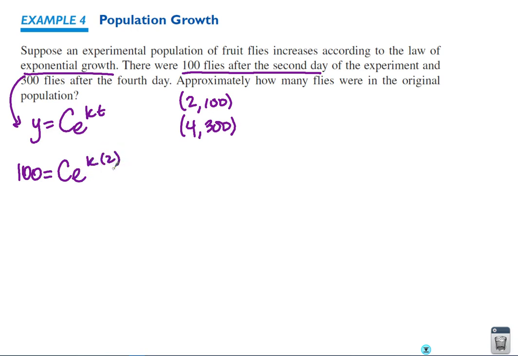Well, all right, that doesn't really help me out like it did in the last problem, because last time this just canceled out to a 1, and I was very easily able to find c. But I can at least get c by itself here and make this 100 over e to the 2k equal to c. All right, so that's a good step. So now I've got y equals 100 over e to the 2k times e to the kt.